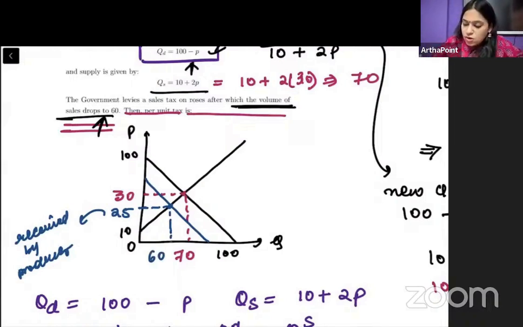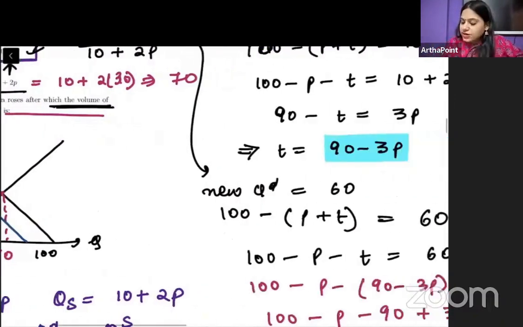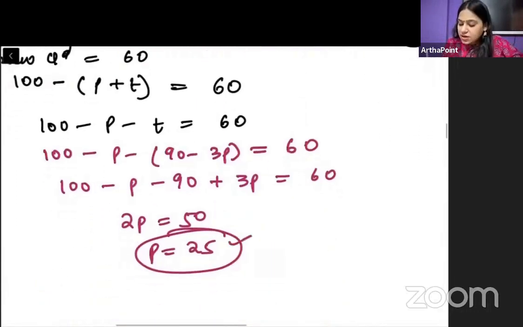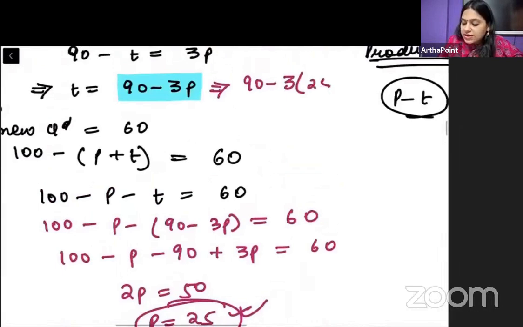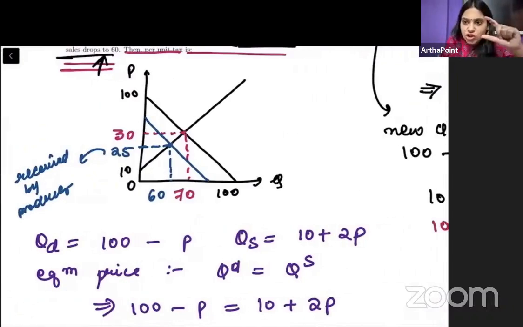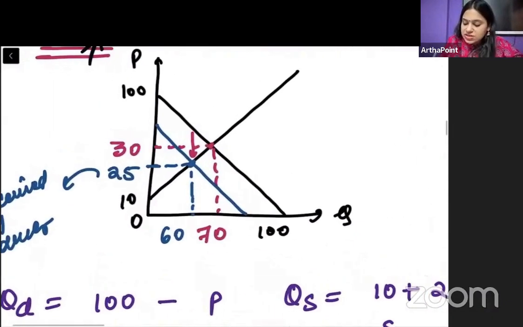Right? Now, I have to ask myself, what is the tax? For tax, the formula is 90 minus 3P. So it is going to be 90 minus 3 times the price. What is the price, beta? 25. So this will be 90 minus 75. That means 15. So if the tax is 15, what is this wedge? The wedge will be of 15. So this gap, let me just zoom this. This gap will be of 15 and here I will see 40.